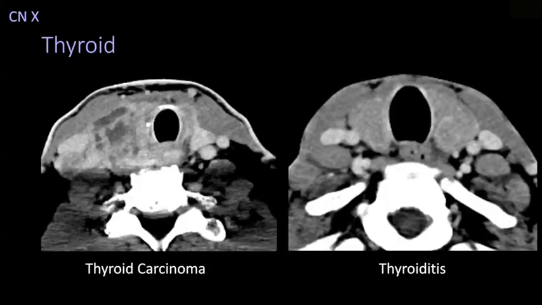Thyroid neoplasms and thyroiditis are also rare causes of referred otalgia, but something to keep in mind when evaluating these patients. Here on the image on your left, you can see a heterogeneously enhancing mass reflecting an anaplastic thyroid carcinoma. And on the image on your right, you can see hypoenhancement diffusely of the thyroid gland that was due to thyroiditis from immunotherapy.